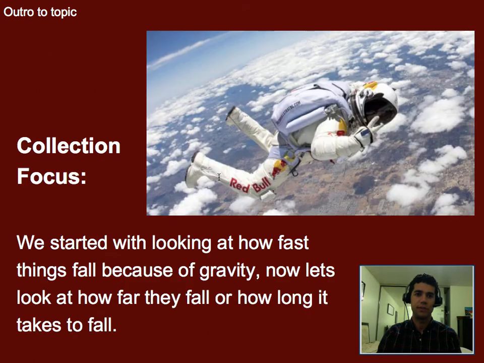So in order to do that, we're going to need to look at gravity a little bit more, specifically at position. In this collection we focused on looking at how fast things were moving because of gravity. And so looking at how far they fall or how long it takes to fall is where we're going to go next. And so we might be able to predict how long it takes this skydiver to fall to the ground if he goes instead from a normal airplane to jumping from a hot air balloon that's way high up.